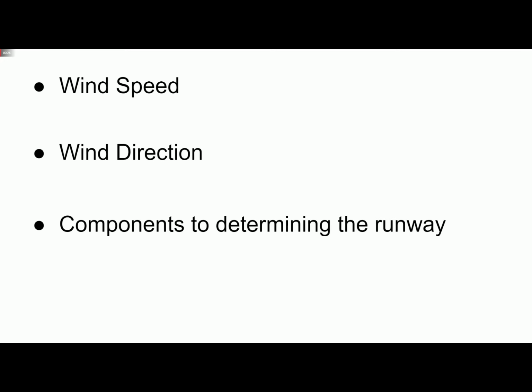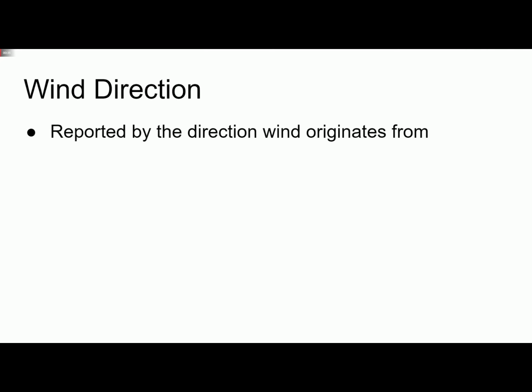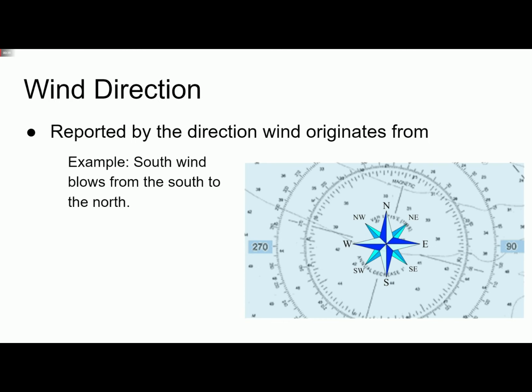Today we will talk about wind speed, wind direction, and how these components determine what runways should be used. A pilot decides what runway to use based on wind speed and direction. Wind direction is generally reported by the direction in which the wind originates from. For example, a south wind will blow from the south to the north.